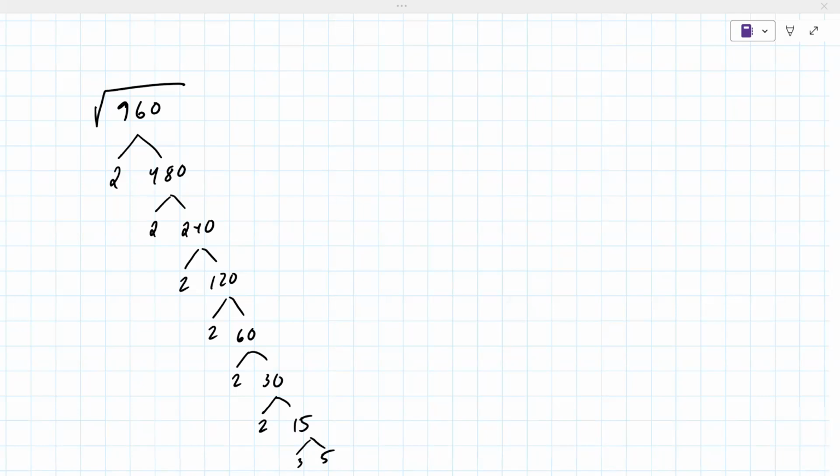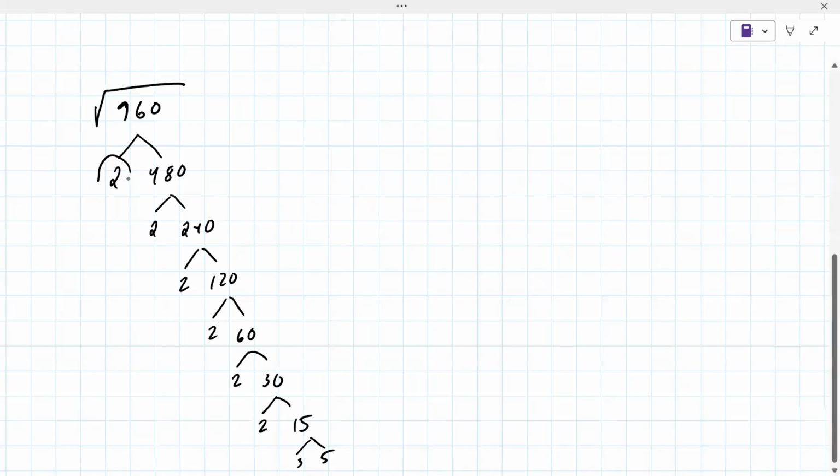How are you doing on this one? I got 2 square root 5.